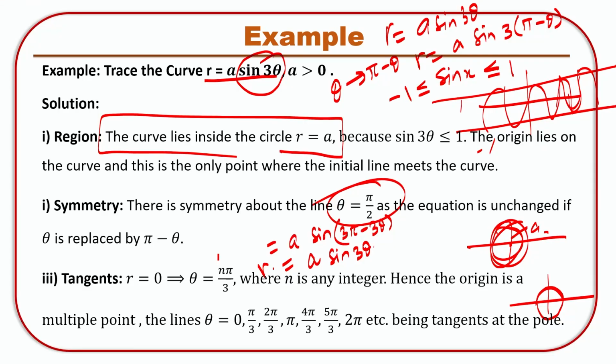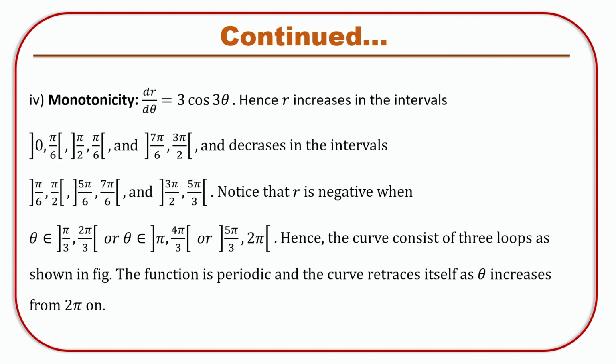Theta equal to pi by 2 is a line in polar coordinates passing through the pole and normal to the initial line, right. So, theta equal to pi by 2 is a line of symmetry. Tangents now. So, r equal to 0 gives theta equal to n pi by 3, where n is any integer, hence the origin is a multiple point. The lines theta equal to 0, pi by 3, 2 pi by 3, pi, 4 pi by 3, 5 pi by 3 and 2 pi are the tangents at the pole.